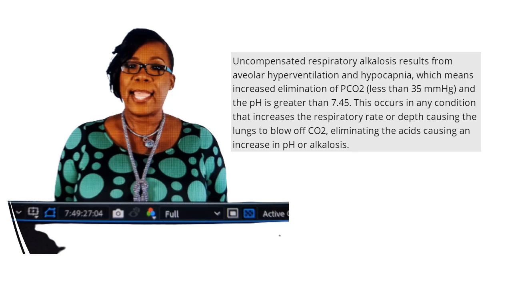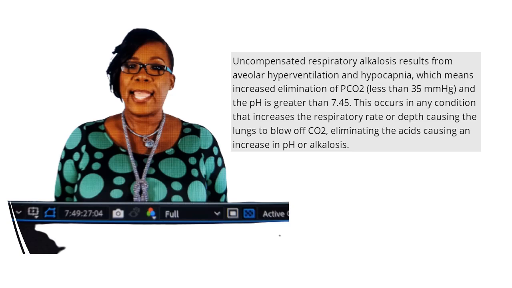So let's look at uncompensated respiratory alkalosis. Uncompensated respiratory alkalosis results from alveolar hyperventilation and hypocapnia, which means increased elimination of PCO2, less than 35 millimeters of mercury, and the pH will be greater than 7.45. Remember, your pH is 7.35 to 7.45.